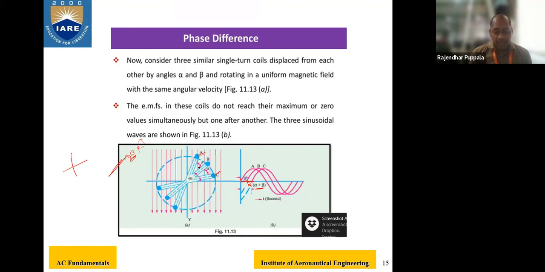But here, with an angle of alpha, if we take the AC waveform, A starts here and this waveform comes. B starts after beta. If it starts after beta, this is the zero point, the maximum comes here, zero again here, and the negative waveform starts here. So this waveform we will get for B. And after beta, with an alpha angle, the C is getting started here. So this way we will get the waveform.